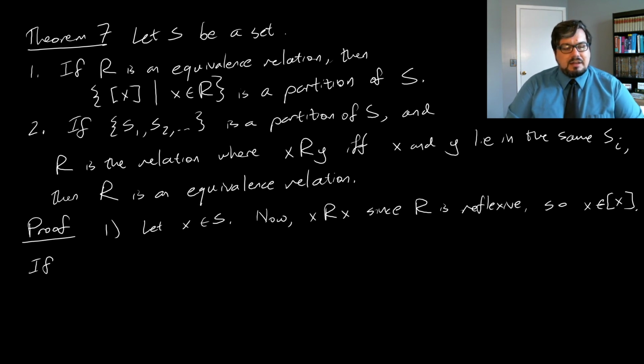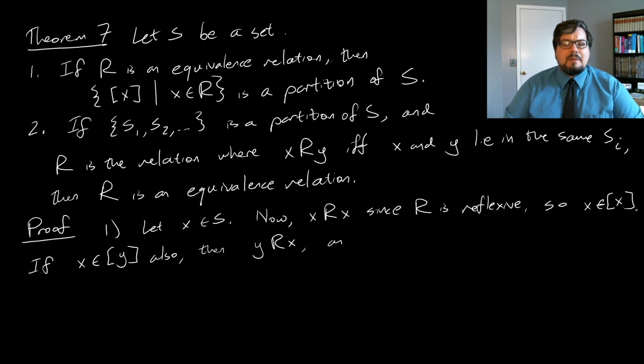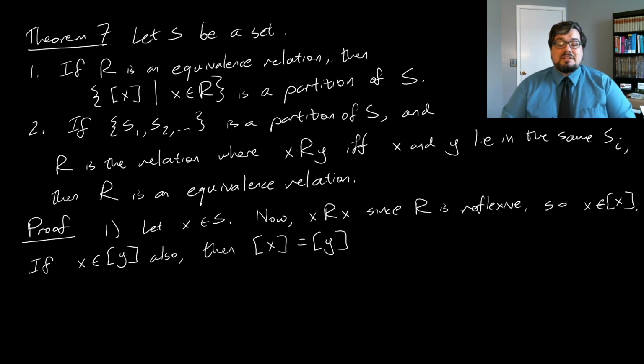Now, if X lies in the equivalence class of Y also, then that means that Y is related to X, and hence, I am not using the exercise from last time. If X also belongs to the equivalence class of Y, then that means that the equivalence class of X equals the equivalence class of Y. That's what we did on the last slide. We talked about how any element of an equivalence class is a representative of that class.